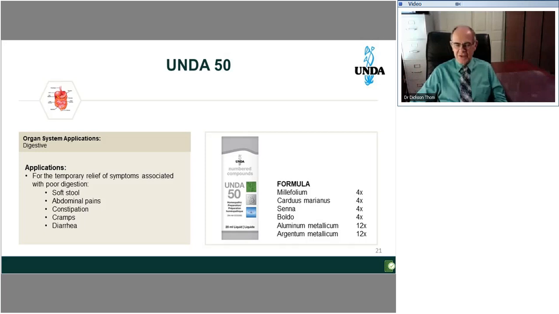Just as a note, it's not on the slide, but if you have something above the pyloric sphincter, then the UNDA number that you would consider is UNDA number 4, not number 3. So above the pyloric sphincter, from the mouth to the stomach, is 4, so it's heartburn and esophagitis and reflux, etc. And then below is UNDA number 3.